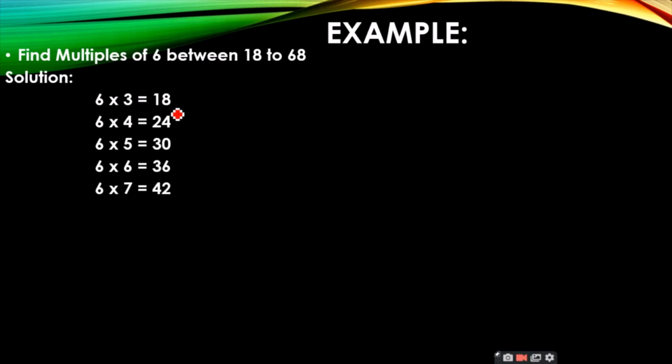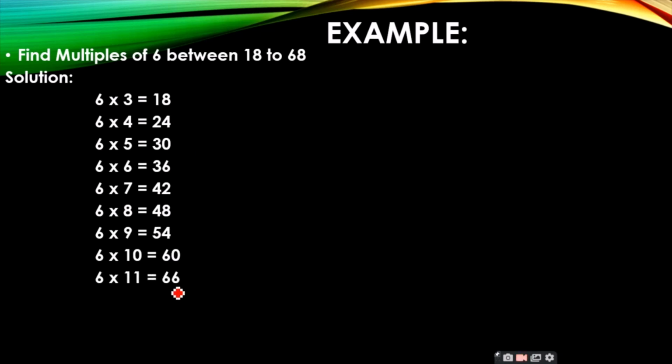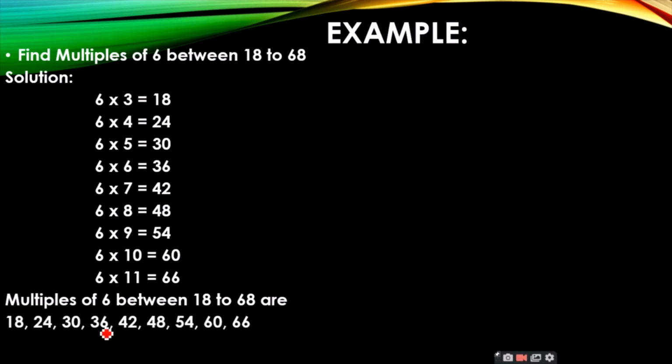6 sevens are 42. 6 eights are 48. 6 nines are 54. 6 tens are 60. 6 elevens are 66. Now at this point we are done, because we have to find the multiples of 6 between 18 and 68, and after 66 we get 72. So the multiples of 6 between 18 and 68 are 18, 24, 30, 36, 42, 48, 54, 60 and 66.